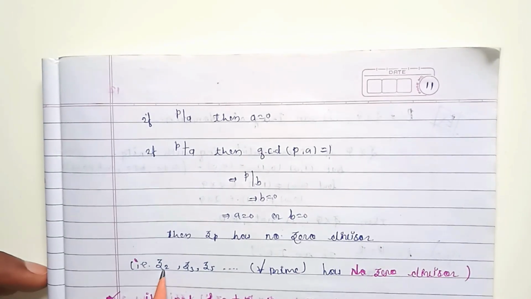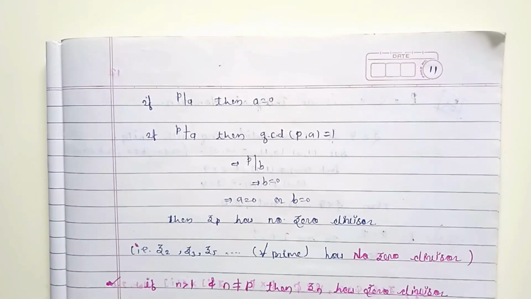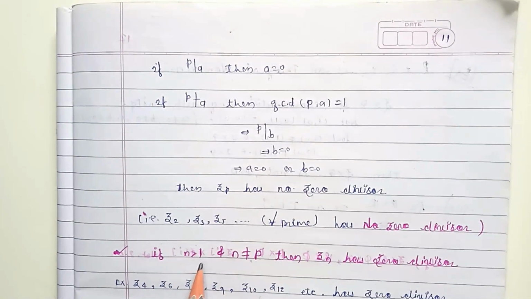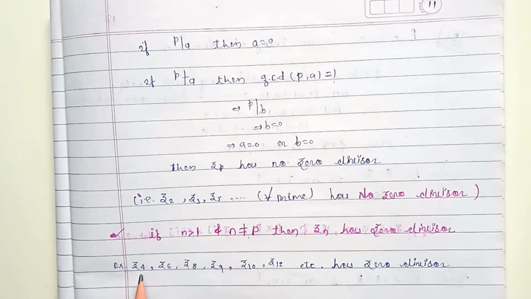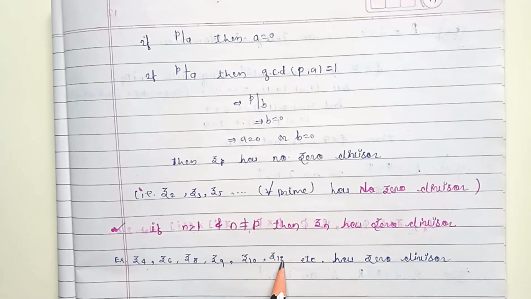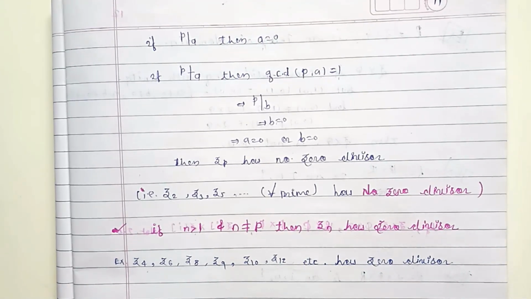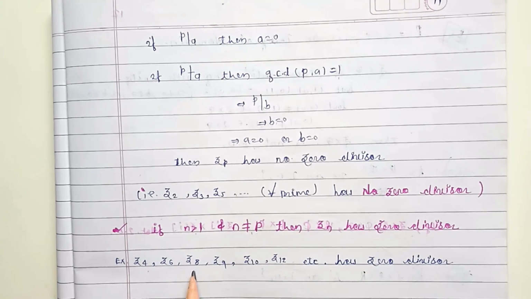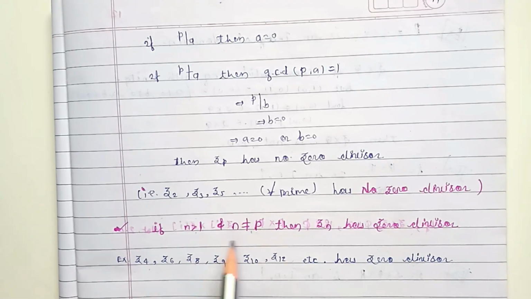So similarly Z2, Z3, Z5, as I explained earlier, do not have a 0 divisor. But when we take n which is not prime and bigger than 1, then Zn has a 0 divisor. For example, Z4, Z6, Z8, Z9, Z10, Z12 all have a 0 divisor. If you want to check whether it has a 0 divisor or not, you may take Z8 and find two elements as a counterexample whose product comes 0. So that's it for 0 divisor.